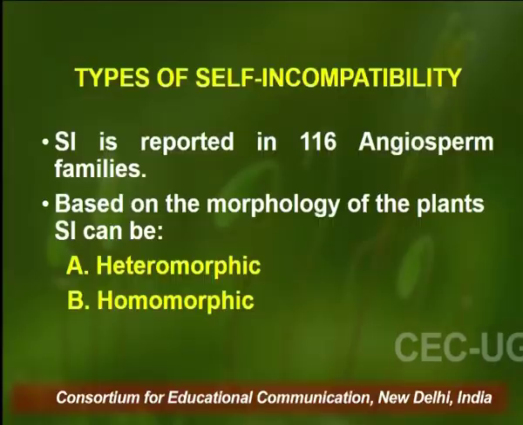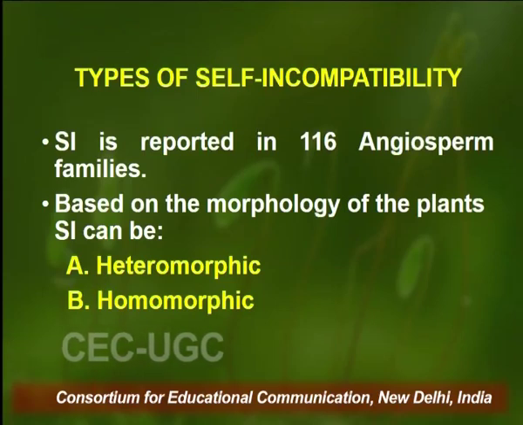this self incompatibility in detail. So, self incompatibility is basically the inability of a fertile hermaphrodite plant to set seeds when self pollinated, and this term was first coined by Stout in 1970. Self incompatibility allows flowering plants to avoid inbreeding and also involves genetic mechanisms which prevent self-fertilization and promote outcrossing. This phenomenon of self-incompatibility is reported in 116 angiosperm families.